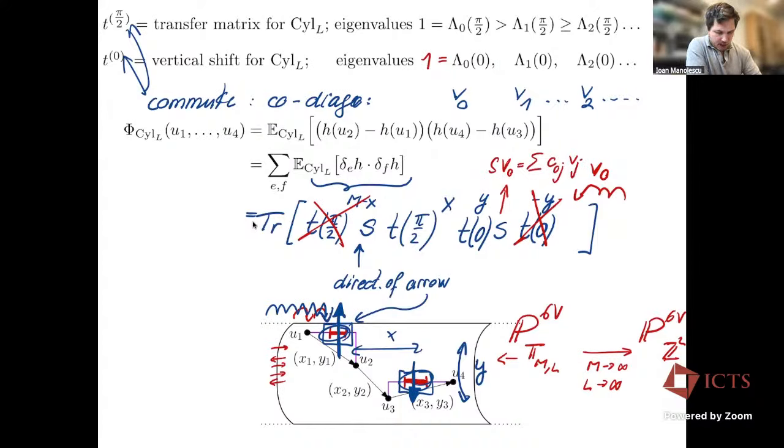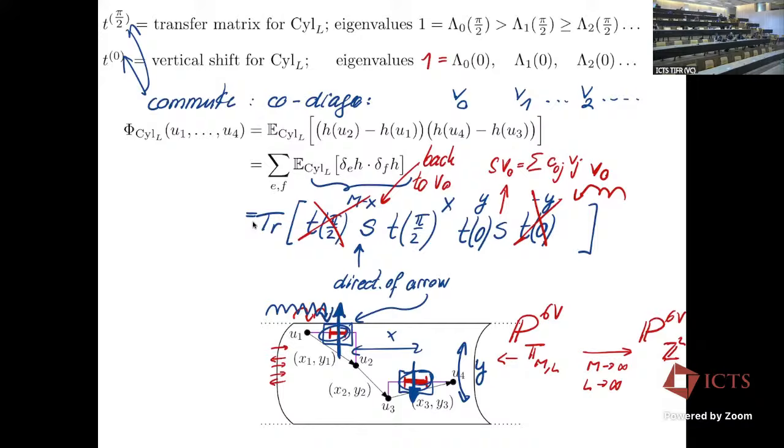Then you're going to pick up eigenvalues here corresponding to the Vj. So lambda 0 of pi over 2 and lambda j of pi over 2 and lambda j of 0. And then S here is going to get you back to V0. And all the other contributions are going to be negligible as t tends to infinity, as m tends to infinity, so as the length of your cylinder tends to infinity.